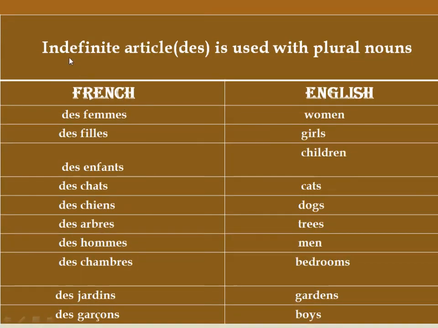Now in this slide, there are some examples of indefinite articles that are used with the plural nouns, both masculine and feminine. So we use des as an indefinite article for plural masculine and feminine. Des femmes, women. Des filles, girls. Des enfants, children. Des chats, cats. Des chiens, dogs. Des arbres, trees. Des hommes, men. Des chambres, bedrooms. Des jardins, gardens. Des garçons, boys.